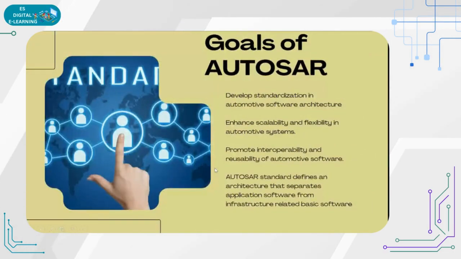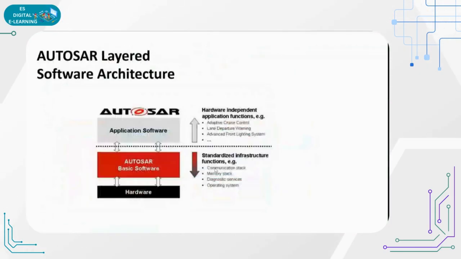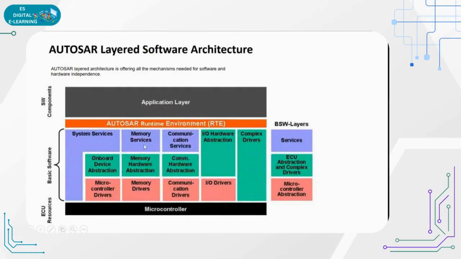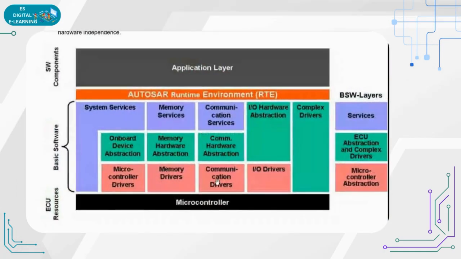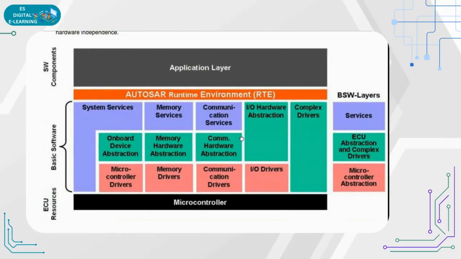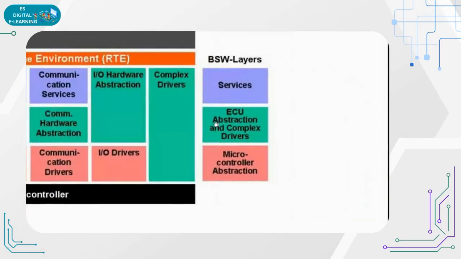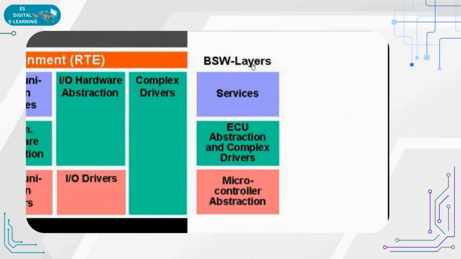Okay, so next is the architecture. Whatever we talk about AUTOSAR, we have the AUTOSAR basic software. That is in between the application software and hardware. Now we need to discuss the AUTOSAR layers which we have. In AUTOSAR, the first layer is the microcontroller, the hardware, and on top is the software. In between we have this BSW layer.